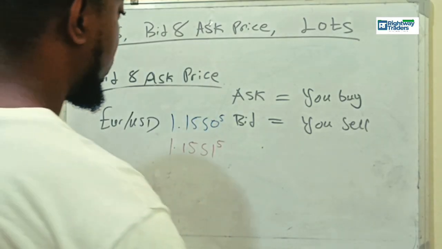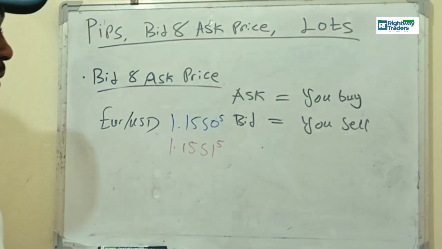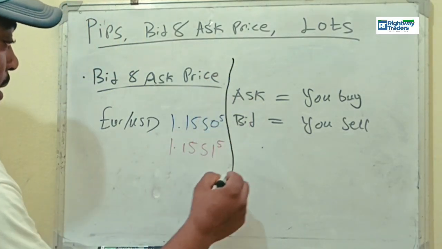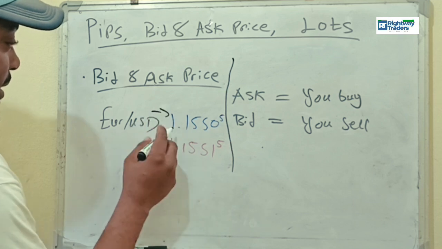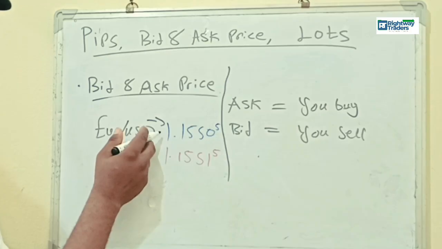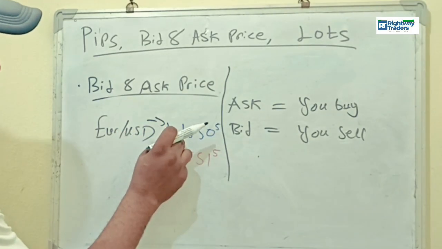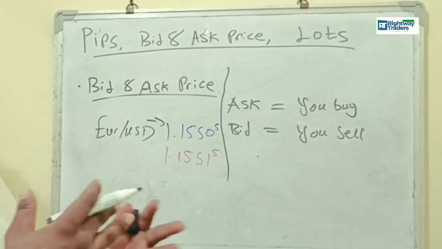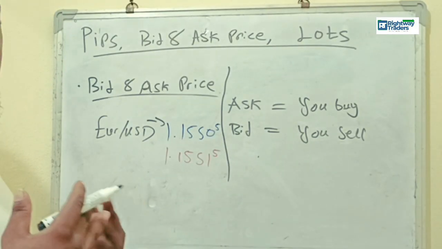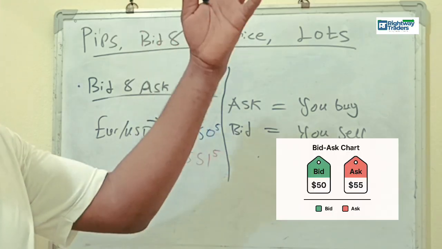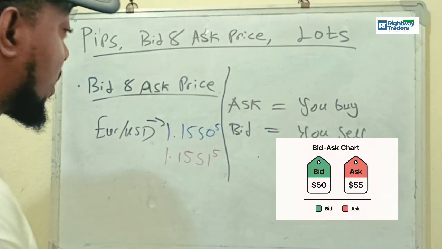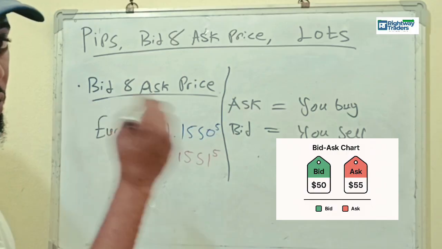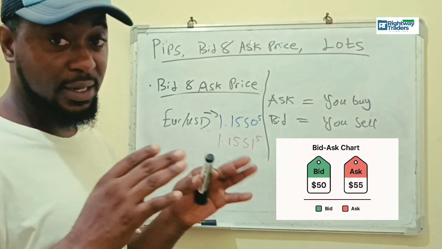Okay, this is what you likely see in your trading broker platform, right? This is where you sell. This is the bid price and this is the ask price. The ask price is always higher because that's where your broker wants to sell to you. They sell to you at a higher price and buy from you at a lower price. So the ask price is always at the top and the bid price is always at the bottom.